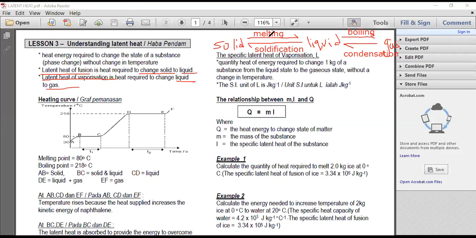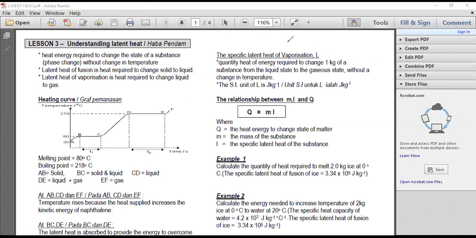Now, the changes during melting or solidification, we call the latent heat of fusion. Whereas the changes from liquid to gas, or the other way around, that means during boiling and condensation, we call the latent heat of vaporization. Now, to understand the concept of latent heat, we look at the heating curve.